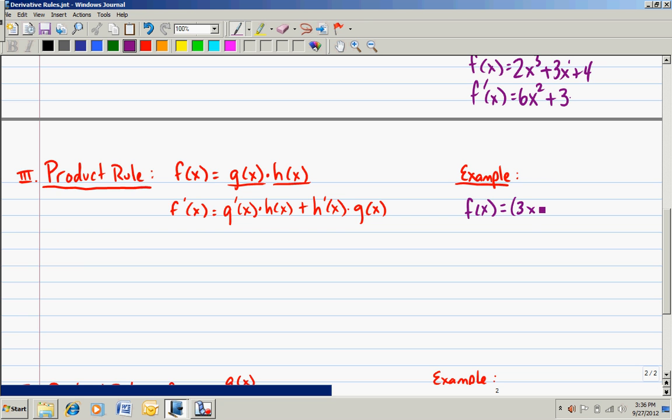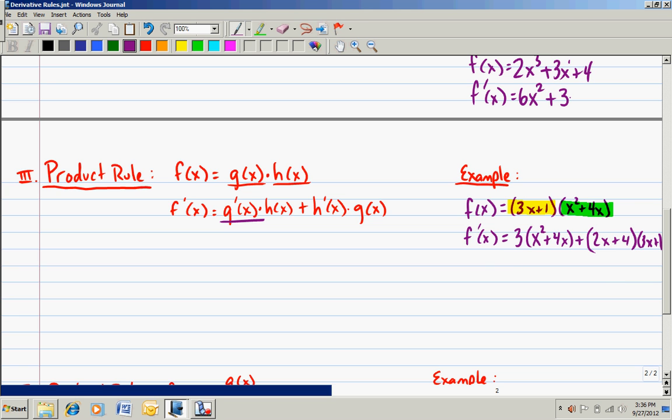Our first example will be 3x plus 1 times x squared plus 4x. So I'll actually highlight the g function in yellow, and we can highlight the h function in green. Well, if I do the derivative, I simply have to take g prime, which is going to be 3, times the h function plus the derivative of the h function, which would be 2x plus 4, times the g function, 3x plus 1.